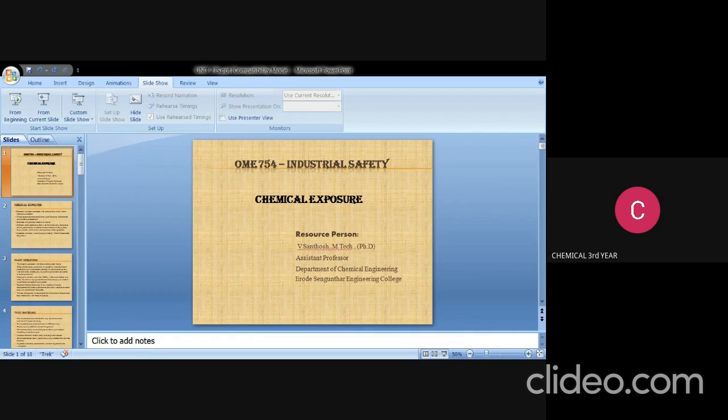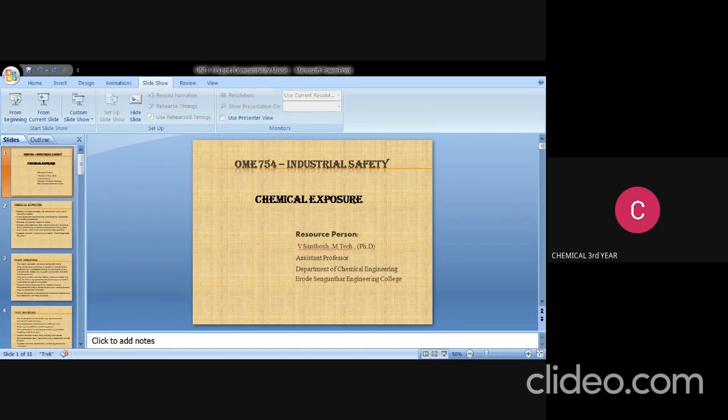In industrial toxicology, there are two different types of poisoning: acute poisoning and chronic poisoning. What do you mean by acute poisoning? This is from a single exposure to a heavy concentration of a toxic substance. Chronic poisoning is the result of repeated exposures to a smaller concentration.